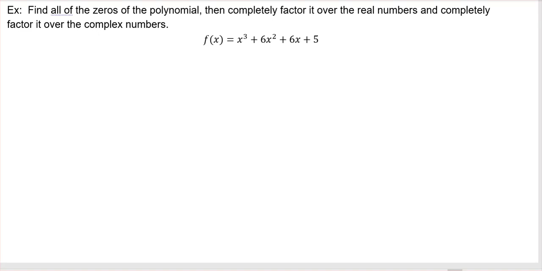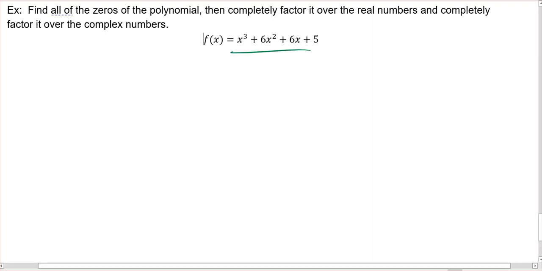Hey, let's do another example from section 3.4 here. We want to find all the zeros of this polynomial right here. Then we're going to completely factor it over the real numbers and completely factor it over the complex numbers.